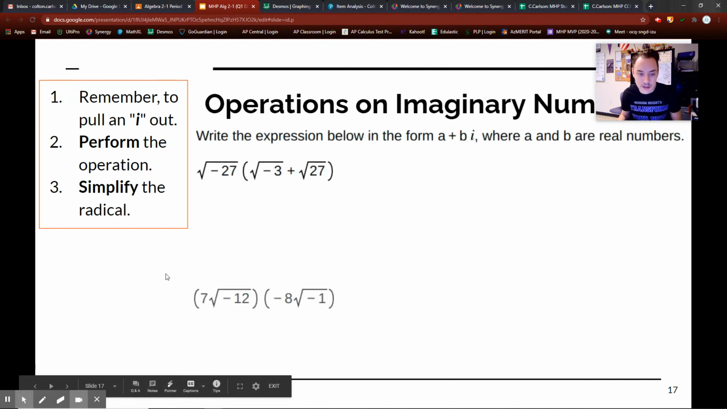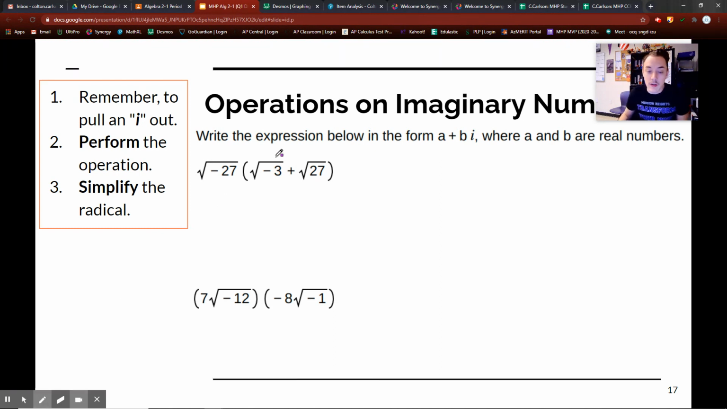All right, so let's continue on operations. I only have these two, and I'm going to do them pretty fast here. First of all, just pull out i, and then you're going to start simplifying and multiplying things through. So this is going to be an i and then radical 27. This is going to be an i and then radical 3, and then this is plus 27. Now, when I multiply through here, when I do 27 times 3, I get radical 81.